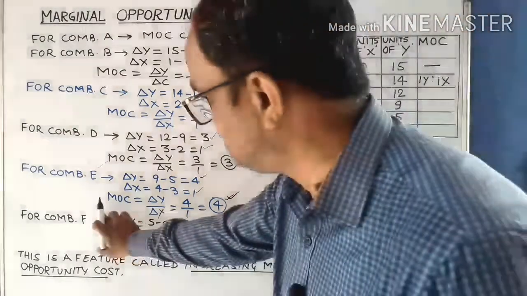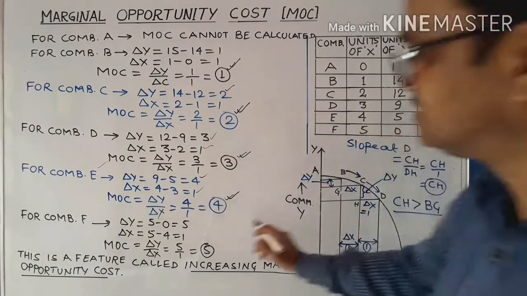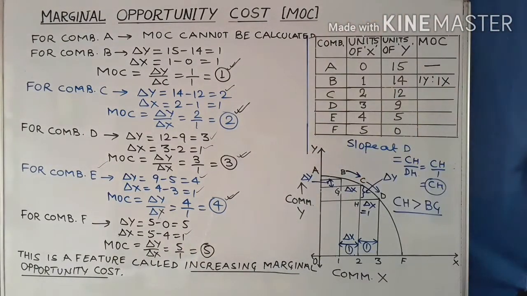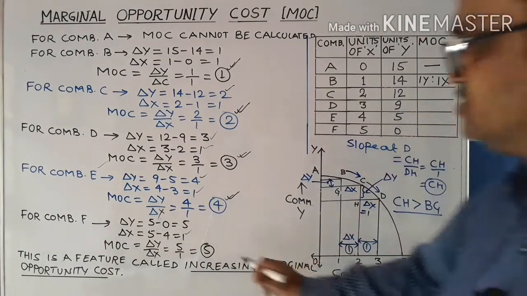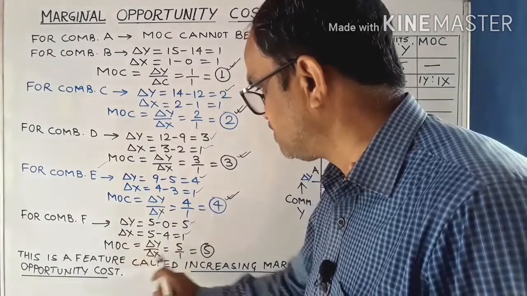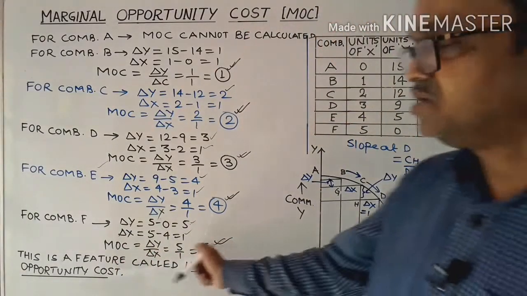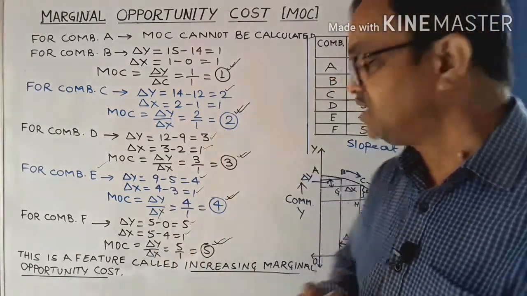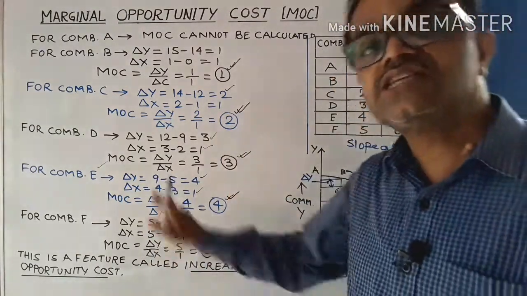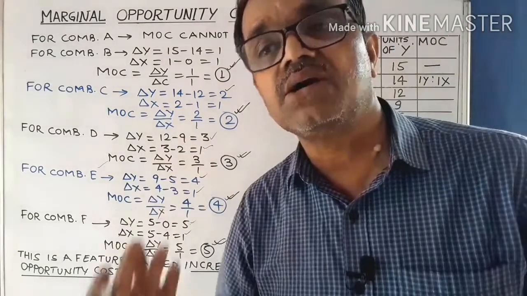Now look at this combination F. There is 1 additional unit of commodity X, delta X, that is 1, and loss is 5 minus 0, that is 5, means delta Y 5, delta X 1. What is MOC? That is 5. 5 units of Y are sacrificed to produce the same additional unit of X. Again MOC increased. This feature is called increasing marginal opportunity cost.